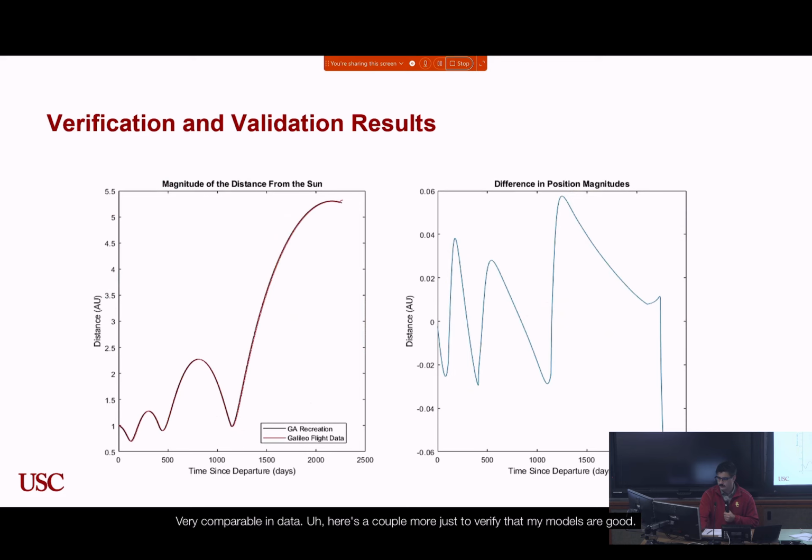Here's a couple more just to verify that my models are good: the magnitude of the distance from the sun for each trajectory, as well as the difference in their magnitudes from launch date to arrival.